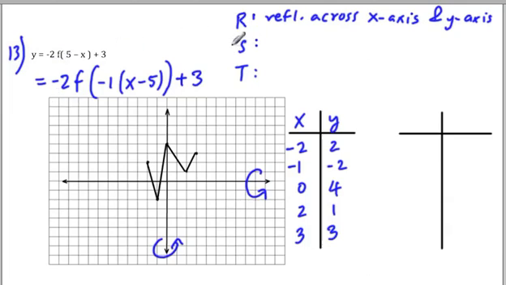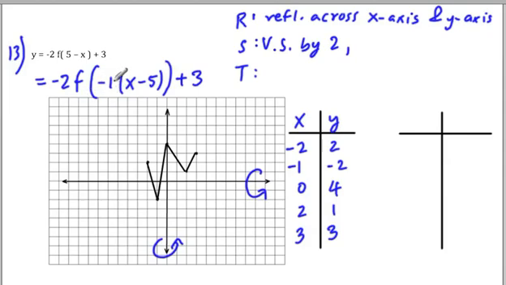Now let's look at the stretch. So if we look at the vertical stretch, we see it's 2. We don't have to worry about the negative once again because that's taken care of in the reflection. So this is going to be a vertical stretch by 2. Okay. Now let's look at the horizontal. This is simply 1, and we don't have to worry about the negative because that was taken care of in the reflection.